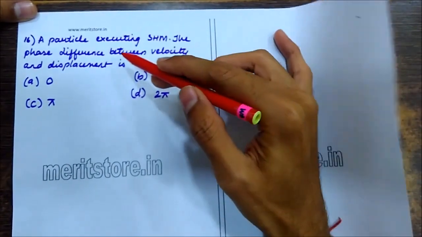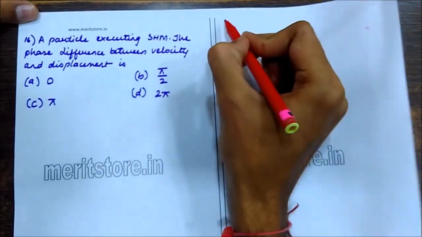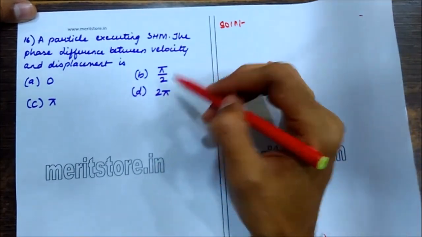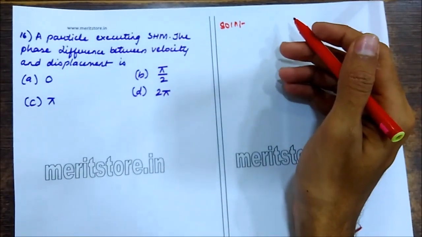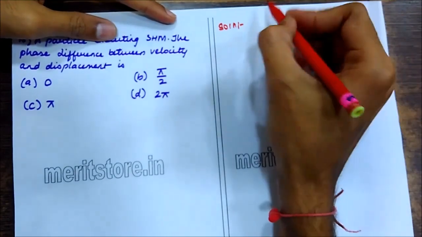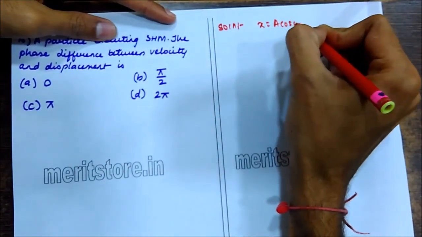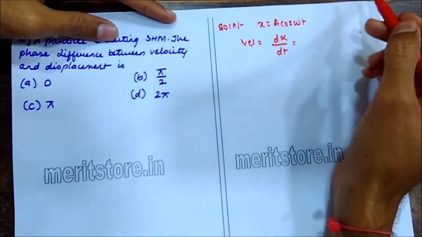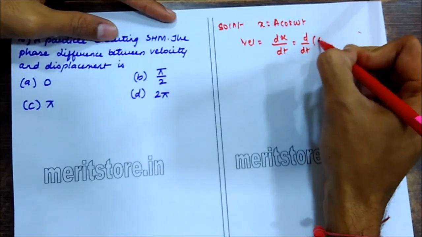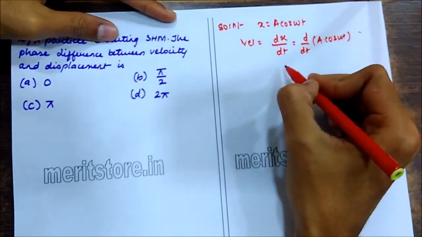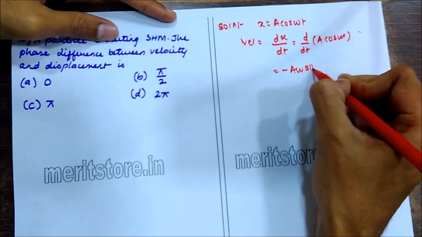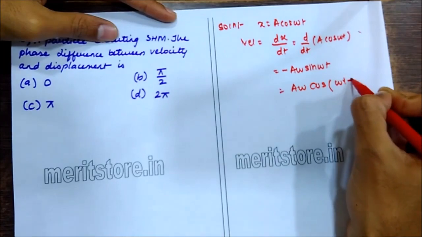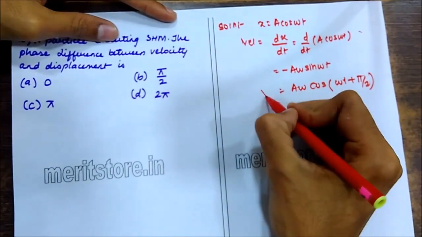For a particle executing SHM, the phase difference between the velocity and the displacement is, okay, we have a particle performing SHM. The options are 0, pi by 2, pi and 2 pi. So we have the equation x equals a cos omega t. We'll find the velocity, which is the change in distance upon time, that is d by dt of a cos omega t. That comes out to be minus a omega sine omega t. We can write it as a omega cos of omega t plus pi by 2. Okay, that is for the velocity.